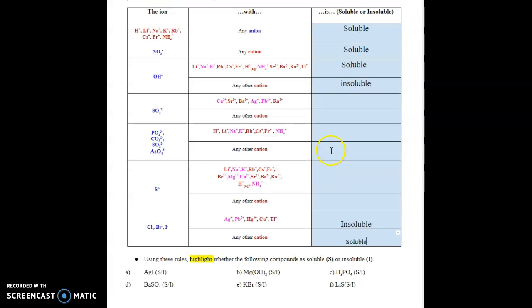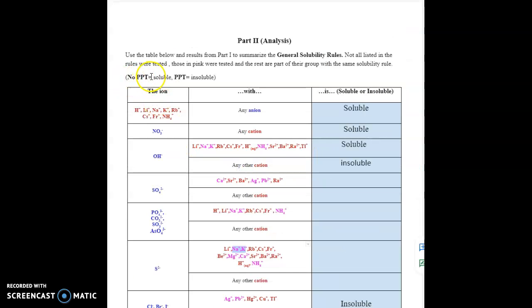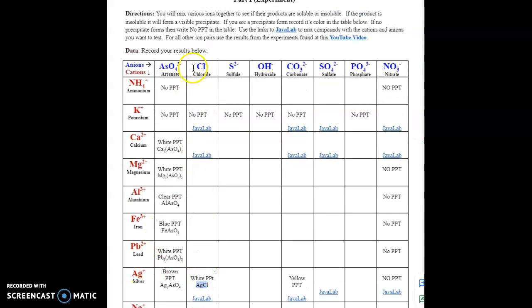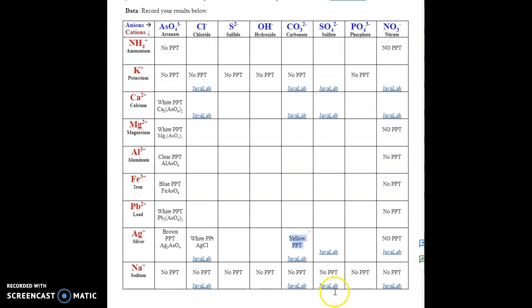And you'll continue this just identifying patterns. If it says no PPT, that means it's soluble. That means no solid was formed. If it says white or yellow, like here, silver chloride is insoluble. Silver carbonate is insoluble. Those are 2 examples of what is insoluble.